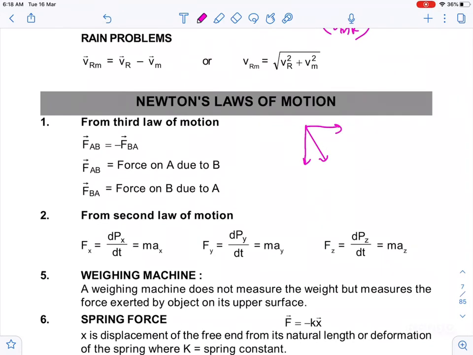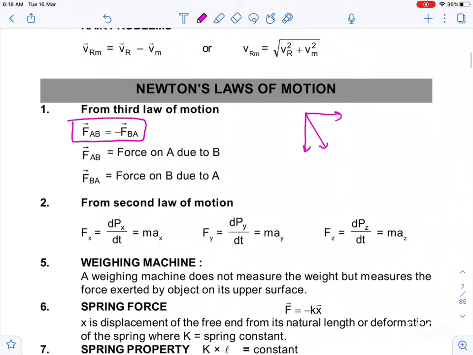So for Newton's laws of motion, what you have to keep in mind is how to make a free body diagram for any question, and this free body diagram will help you understand many things. This is the third law of motion: F BA is equal to minus F AB, or F AB is equal to minus F BA.